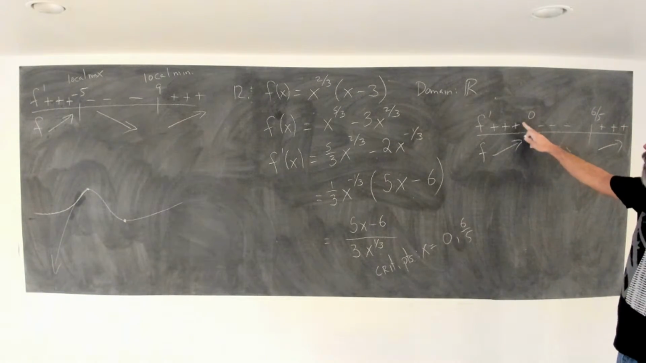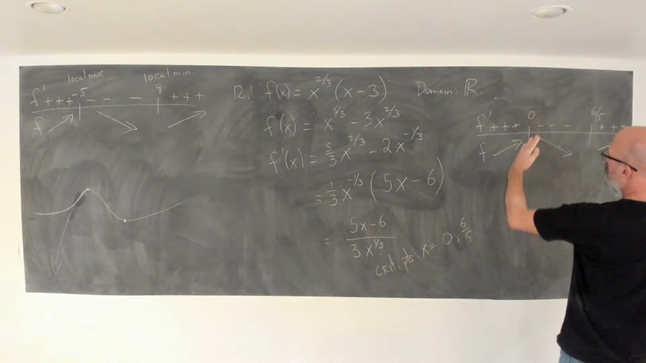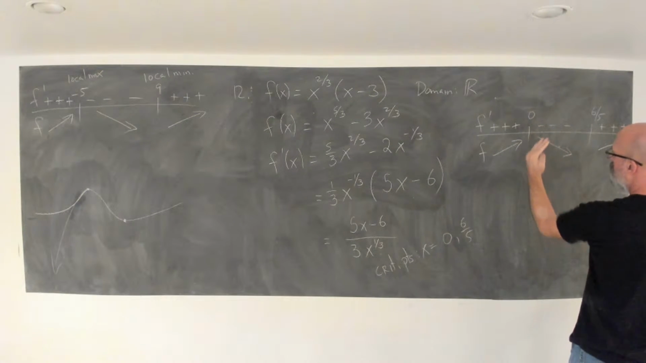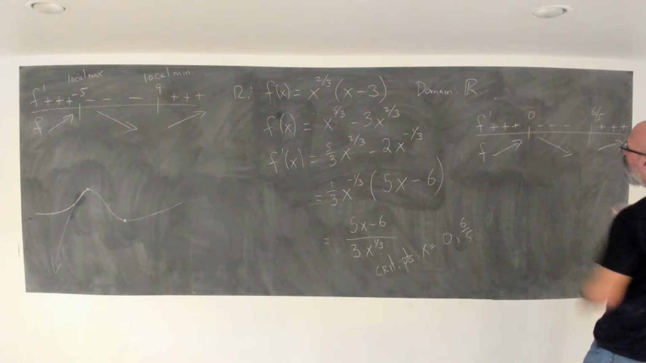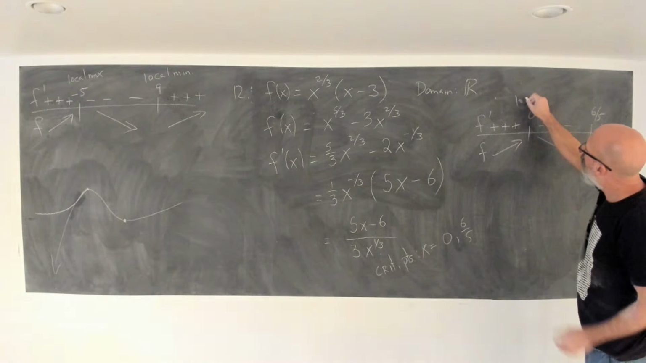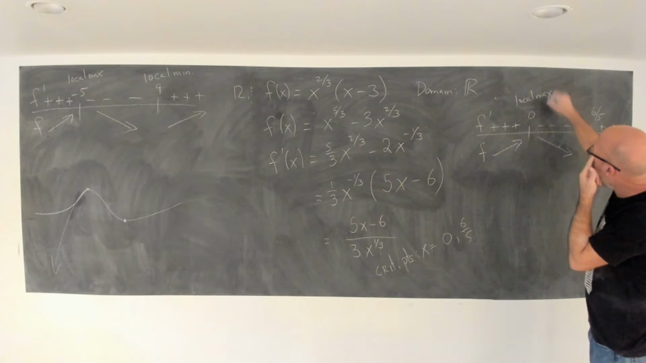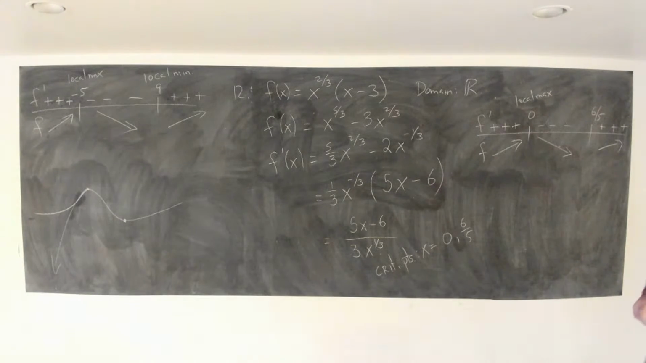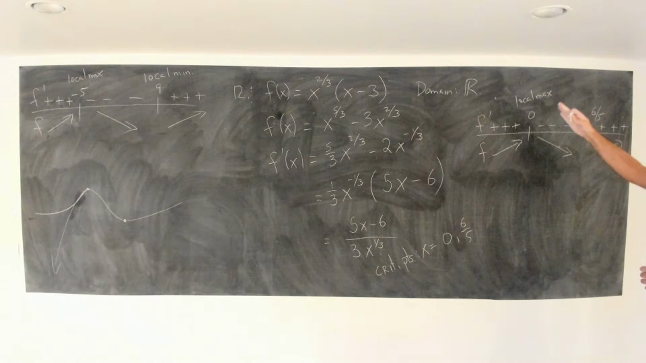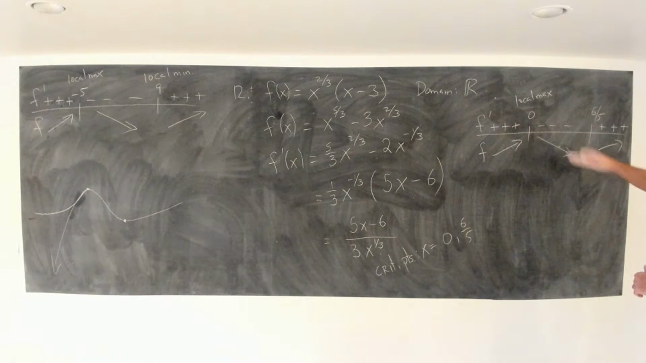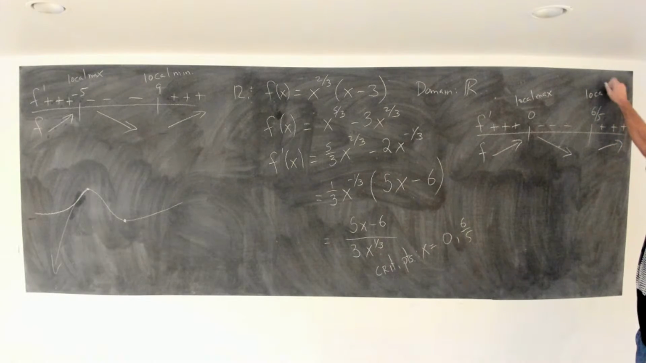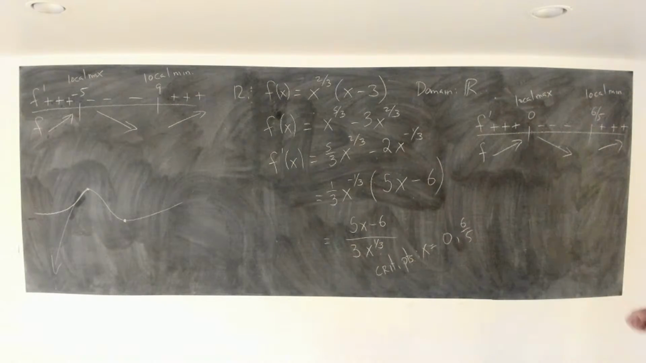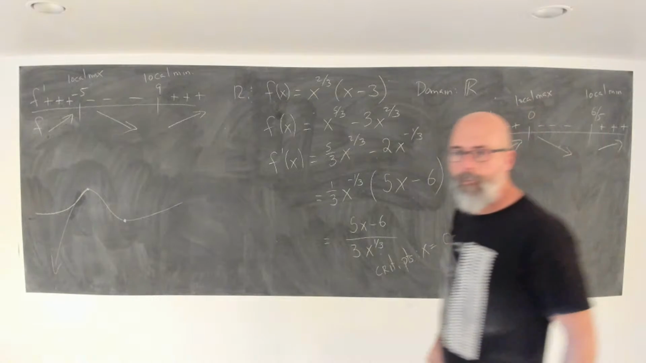Let's go back to this. What is happening at 0? Your function is increasing and then decreasing. You see what happens, right? We have a local maximum occurring at 0. And over here, your function is decreasing and then increasing. You see what happens? You have a local minimum occurring there.